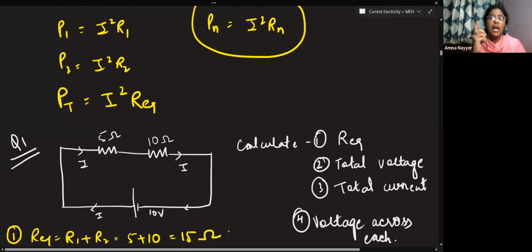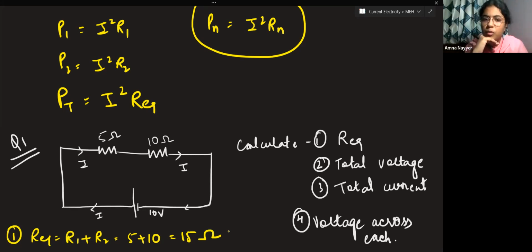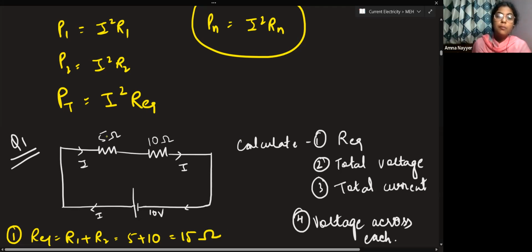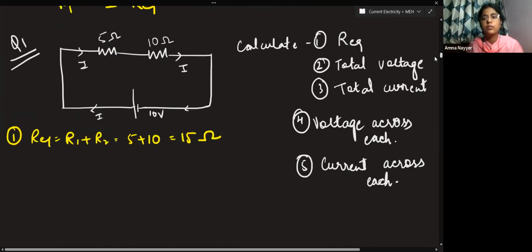As all of them have answered the second part as well, total voltage means just look at the voltage that is provided in the whole circuit. They haven't asked you in the second part the voltage across each. That is asked in the fourth part. In the second part, total voltage. Just look at it. So total voltage will be 10 volts.